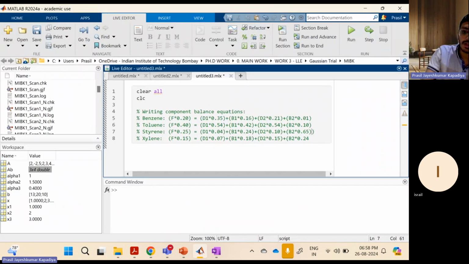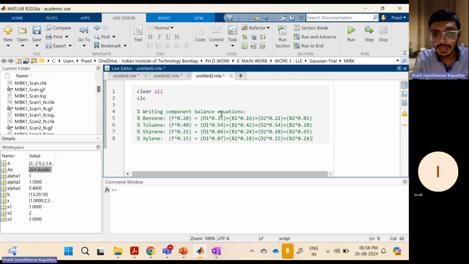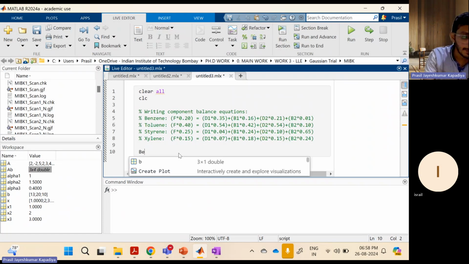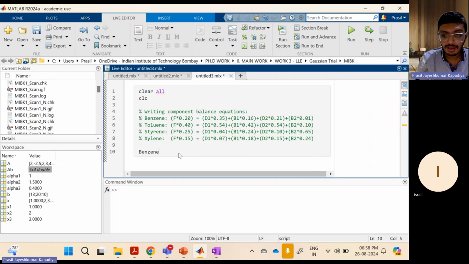So what we have done is first written our overall mass balance equation. Now I need to convert it into matrix form: one matrix is the left hand side and the other is the right hand side. I'm first writing all the individual coefficients, in rows. Benzene: 0.35, 0.16, 0.21, 0.01. This is my first row.